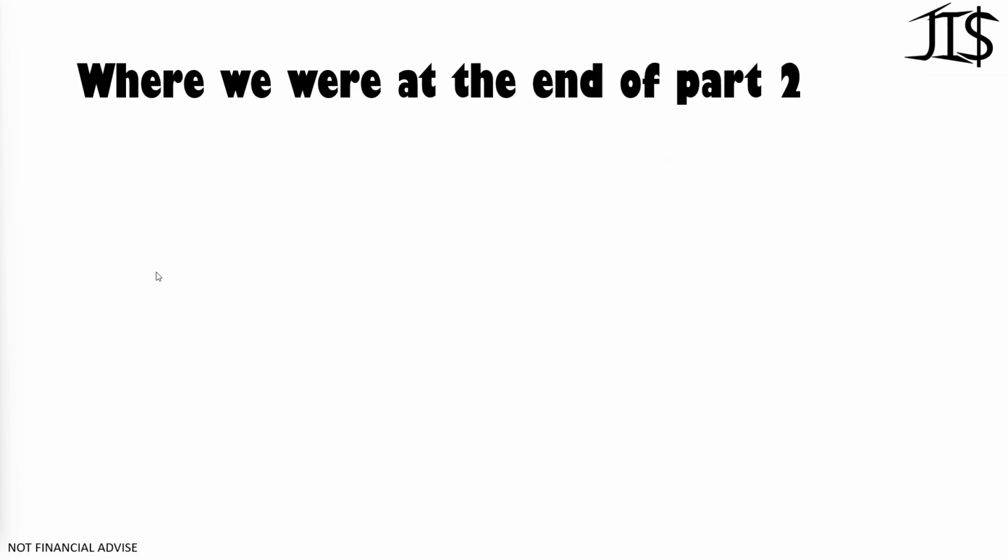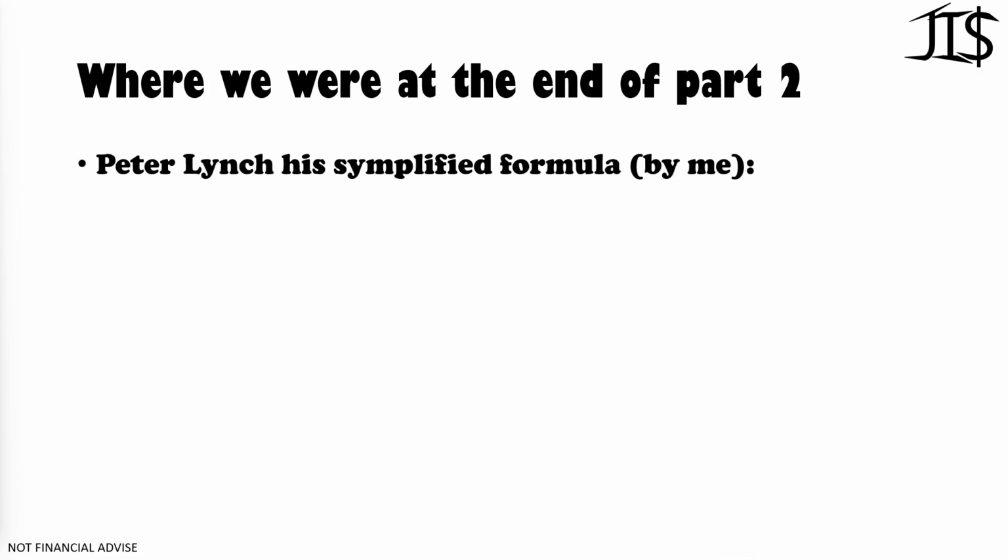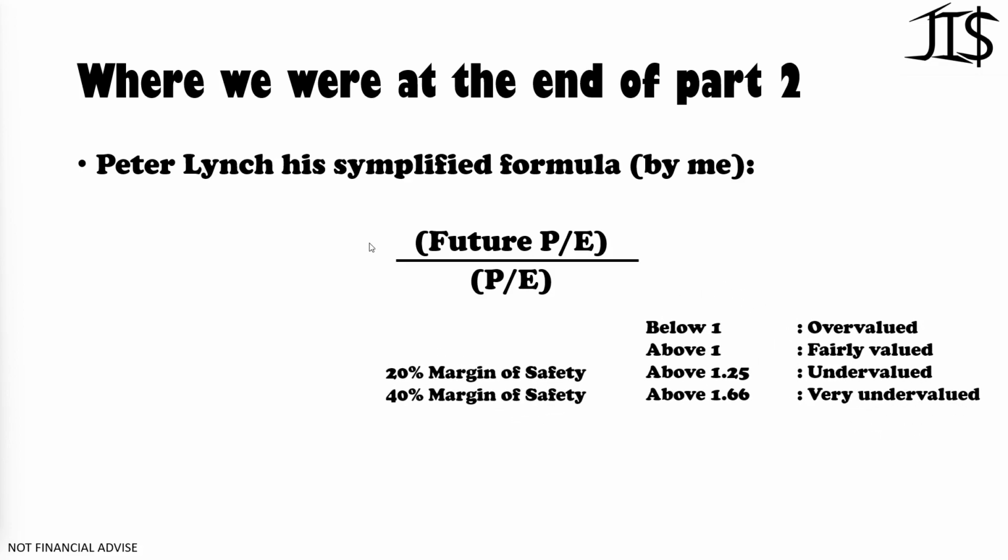Where were we at the end of part 2? Well, we were talking about the simplified formula of Peter Lynch. The simplified formula from Peter Lynch that was invented by me is the future PE divided by PE. So it's not a formula from Peter Lynch, but it's just my way of thinking about it, and these were the criteria. When you have a value below 1, it's overvalued.